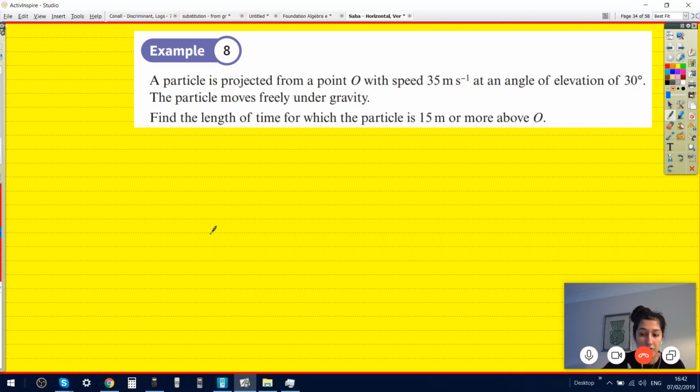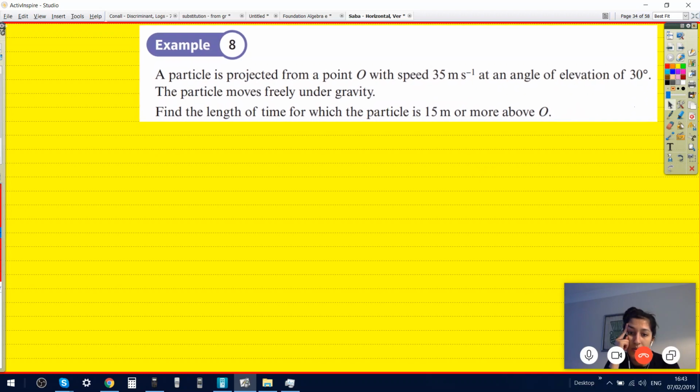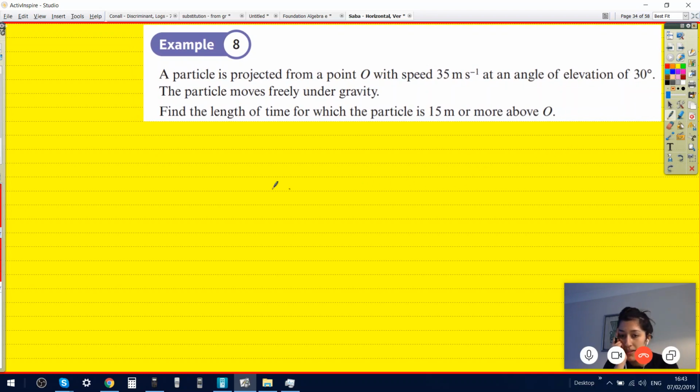Okay, so I'm going to draw it this time, because I'm going to be slow. Particle projected from a point O with a speed 35 m/s at an angle. Okay. Does it say it comes down? Does it come down? Eventually it will. I didn't see that. 35, angle 30, and then just like that. Find the length of time for which the particle is 15 meters or above O.